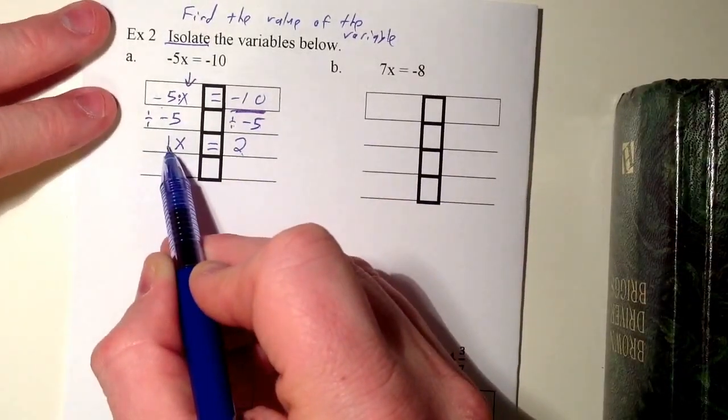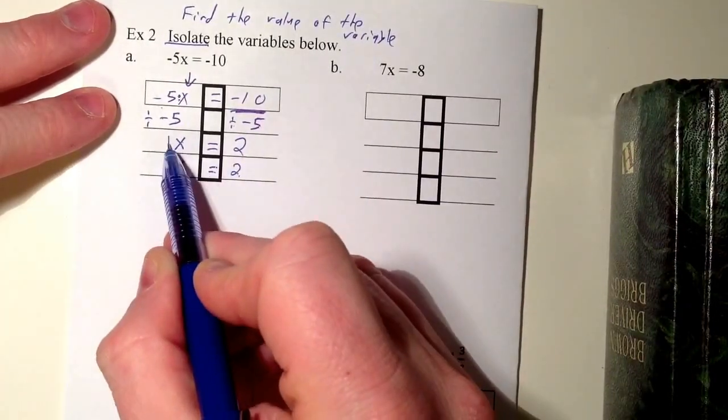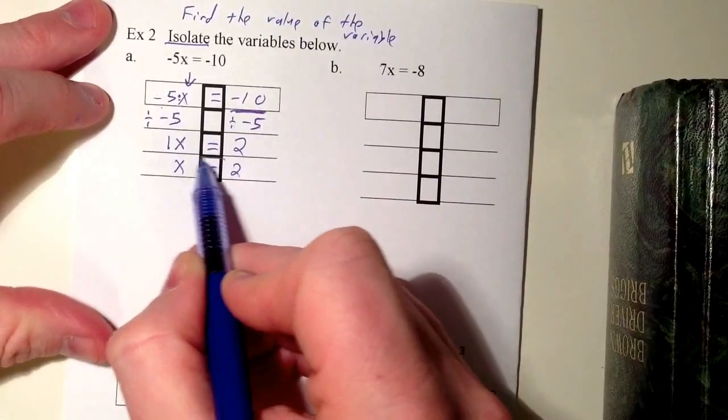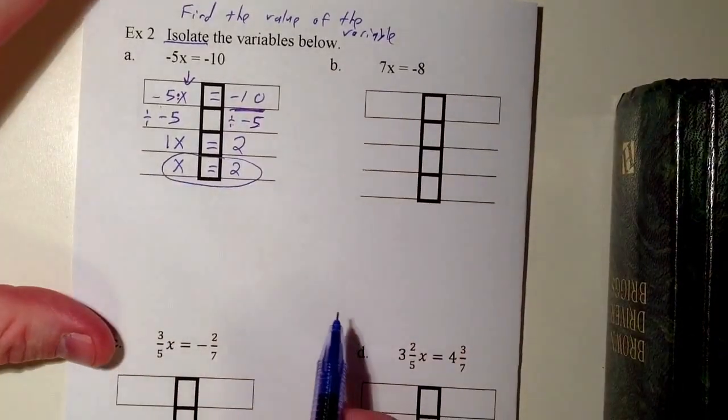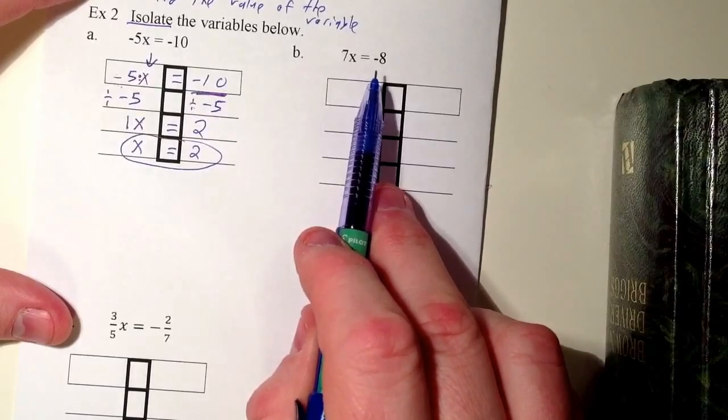So now I say, okay, what's 1 times x? That's just x. So that's 2, because anything times 1 is itself. And that's my answer. x equals 2. Don't go fancy here.